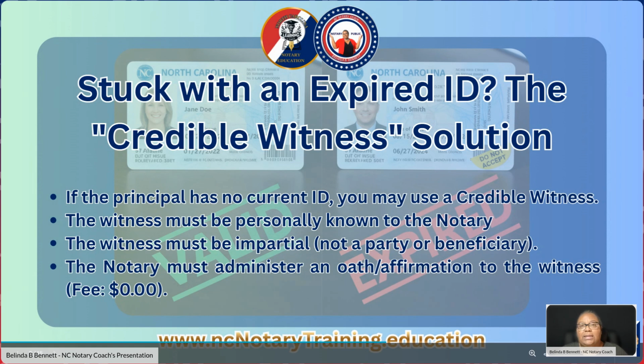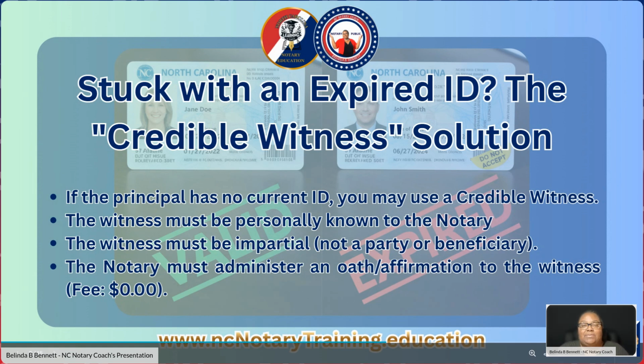So when it comes to the credible witness, it's like a sandwich. You have the credible witness, you have the notary, and you have the signer. The credible witness is in between both of them, and mutually, the notary knows the credible witness very, very well, as well as the credible witness knowing the signer, and the signer knowing the credible witness. So the notary is trusting the credible witness's input on the identity of the signer. This is how we work with a credible witness.